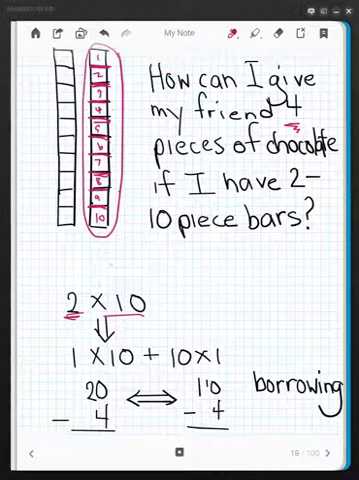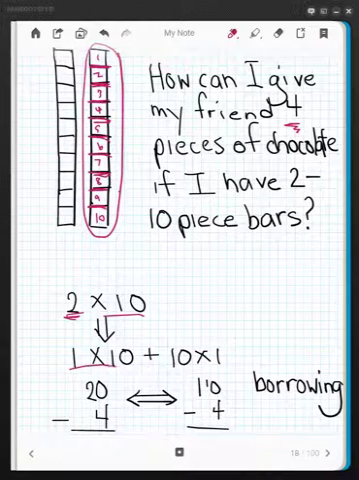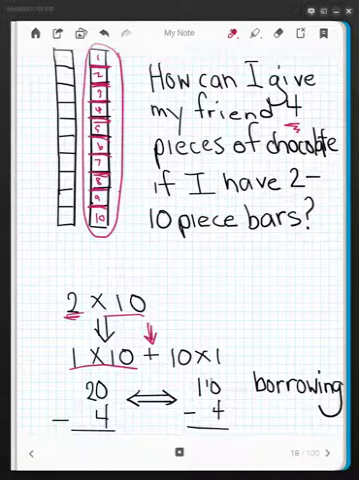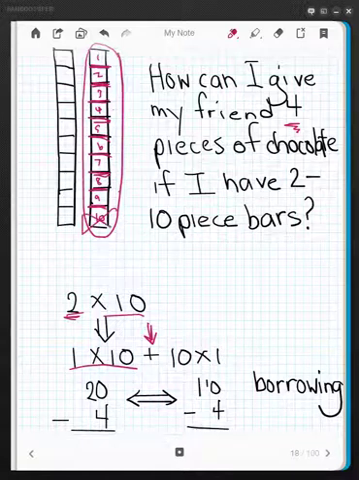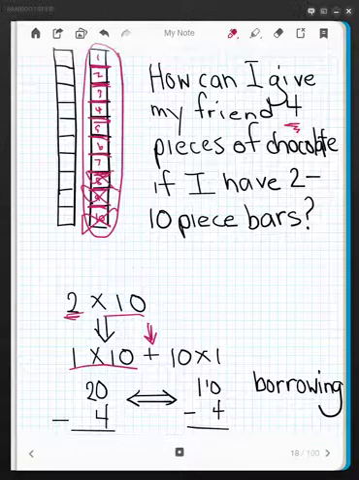It crumbles apart. So what I've done is I've kept my one whole bar of 10, and now I have 10 one pieces. So I've gone from having 20 minus 4 to one group of 10, and now 10 in the ones place, minus 4. And you know from 10 I can take away 1, 2, 3, and 4, and that's going to leave me with 6 pieces, isn't it?